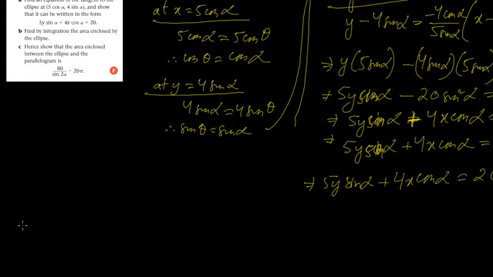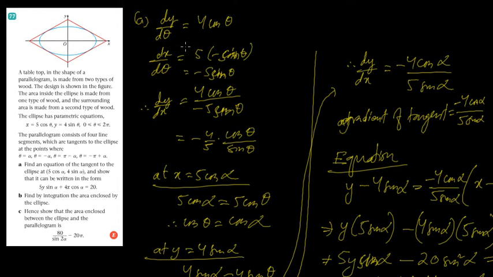Now in question number B, find by integration the area enclosed by the ellipse. Okay, this shape is called the ellipse. So in order to find the area enclosed by the ellipse, we have to integrate. If you think about the ellipse, it's starting here and going all the way and ending here at 2 pi. So you can think of this ellipse as the limit being 0 to 2 pi. This is a difficult sum, you need to remember. It starts at 0 and ends at 2 pi.